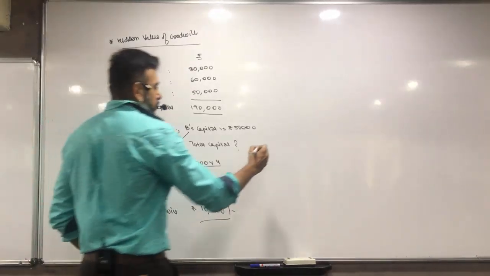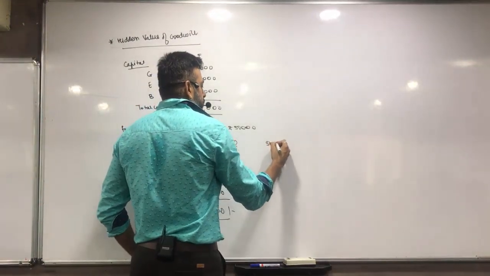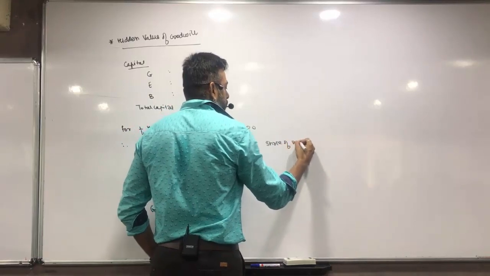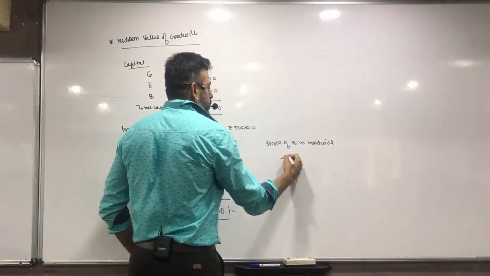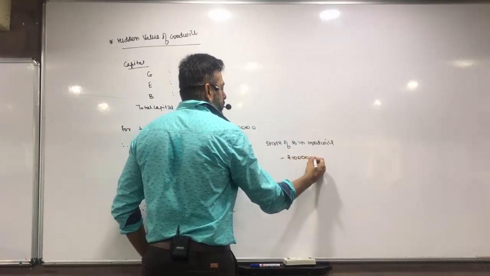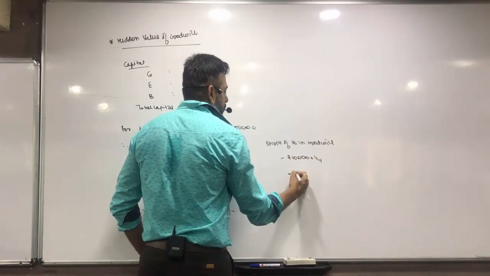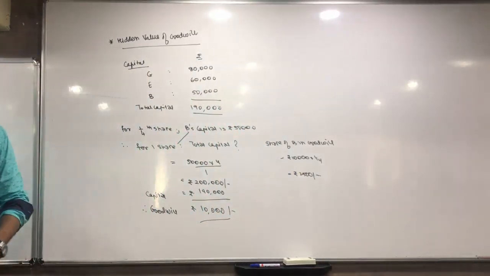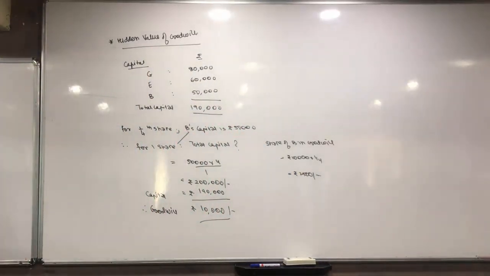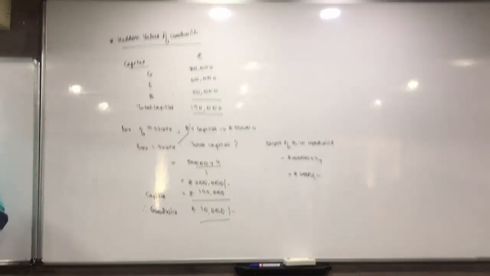Now, share of B in goodwill is equal to rupees 10,000 into 1/4 is equal to rupees 2,500. Got it? How we found the value of hidden goodwill? Okay. Write this, then we write the entry.